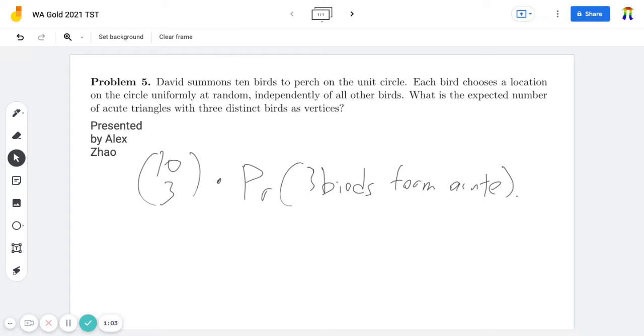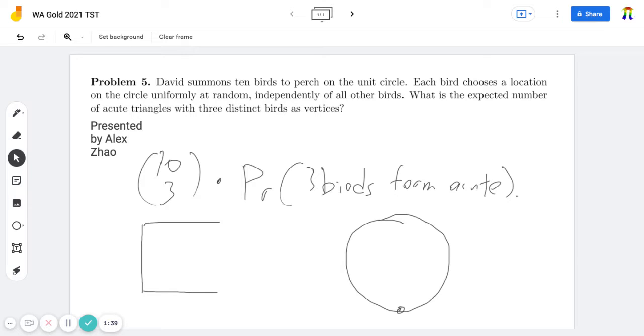So to do this, we can use geometric probability, which is basically when you want to find the probability of 2 continuous variables, you can graph them as variables on an axis and see what fraction of the total area lies in the region that you want to describe. So without loss of generality, we can set one of the birds at this bottom point on the circle. And now we want these 2 other points to form an acute triangle.